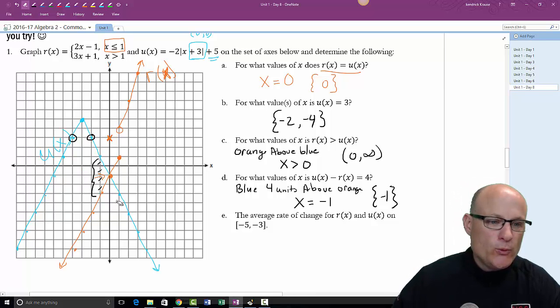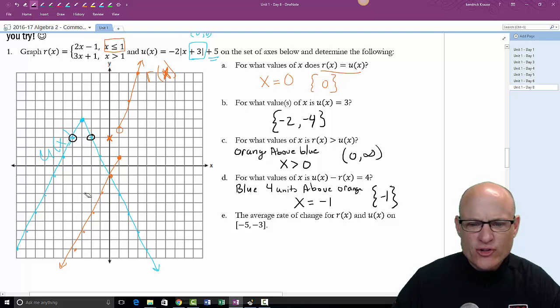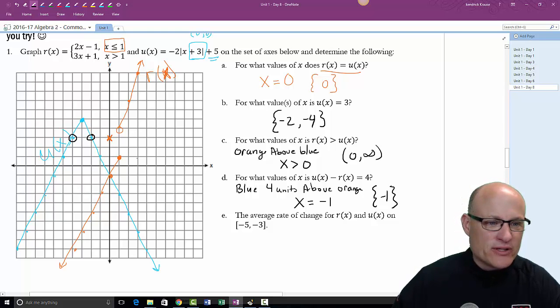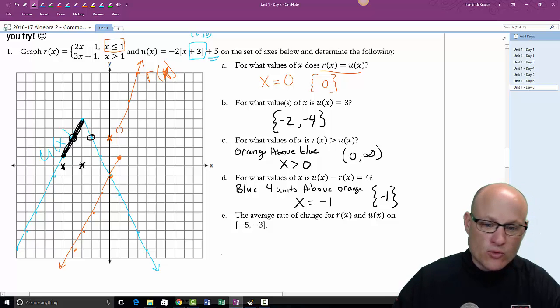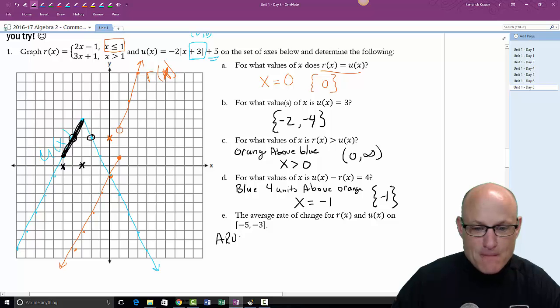All right, so the average rate of change for r of x and u of x from -5 to -3. So where is -5? 1, 2, 3, 4, 5. So from here to here, that's just a line. And the slope of that line right there is up 2 over 1. So the AROC of u of x would be 2.